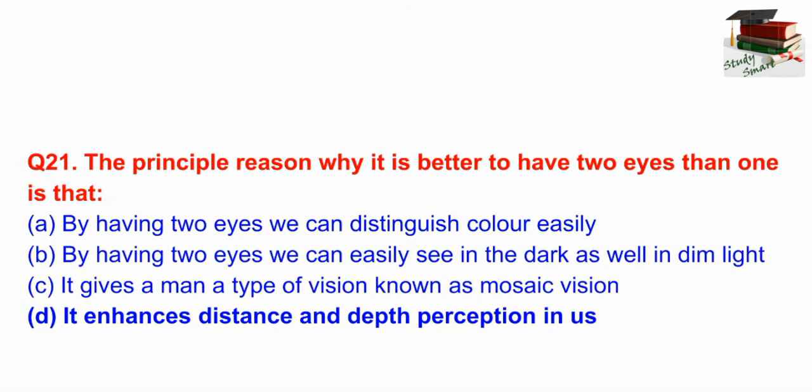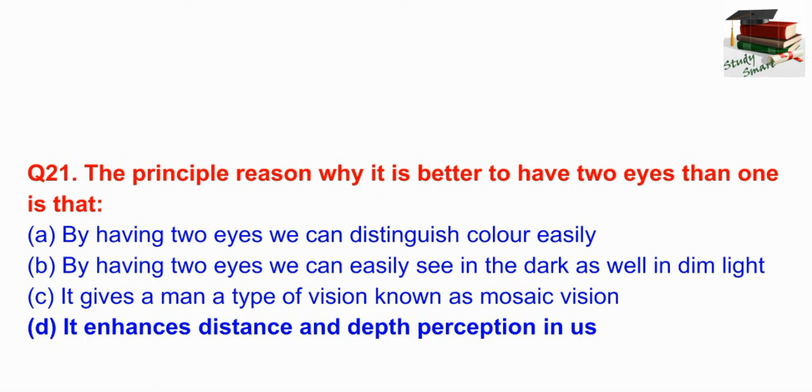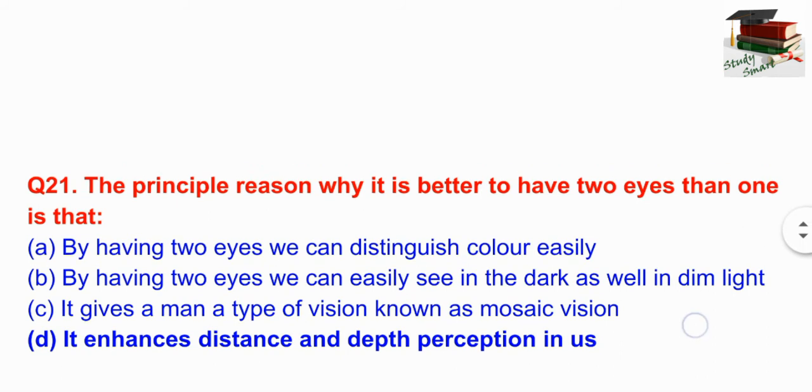to run fast. The principal reason why it is better to have two eyes than one eye is that option A, by having two eyes we can distinguish color easily. Option B, by having two eyes we can easily see in the dark as well as in dim light. Option C, it gives a man a type of vision known as mesopic vision. Option D, it enhances distance and depth perception in us. So the right answer, option D, is correct.